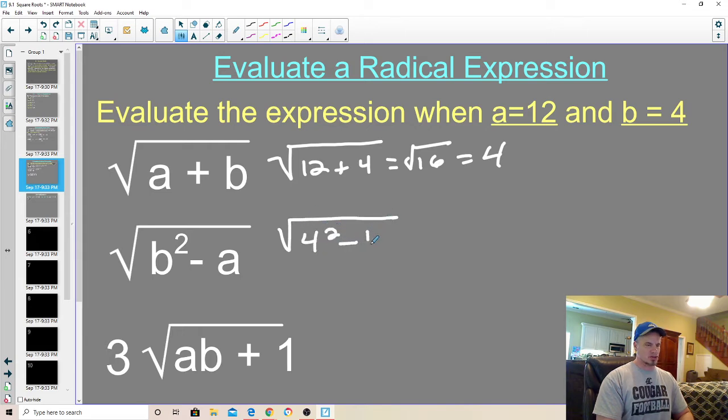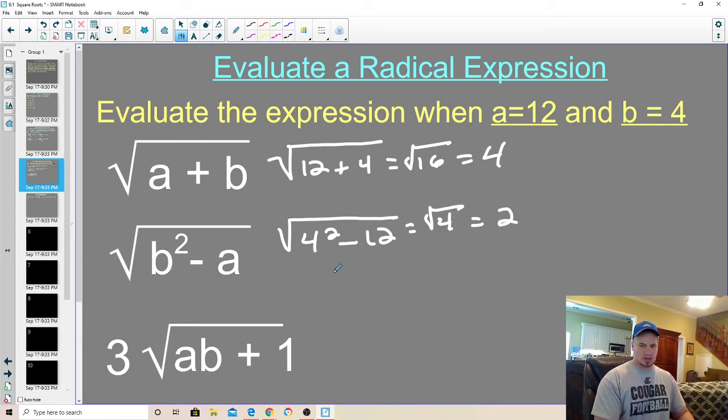Next one, we're going to take the square root, and we're going to square 4 underneath, and we're going to subtract 12. Remember, order of operations says to square first and then subtract. So we're going to square first, 16 minus 12. That gives me the square root of 4, which is equal to 2. Remember, it's only positive. Okay, not negative and positive 2.